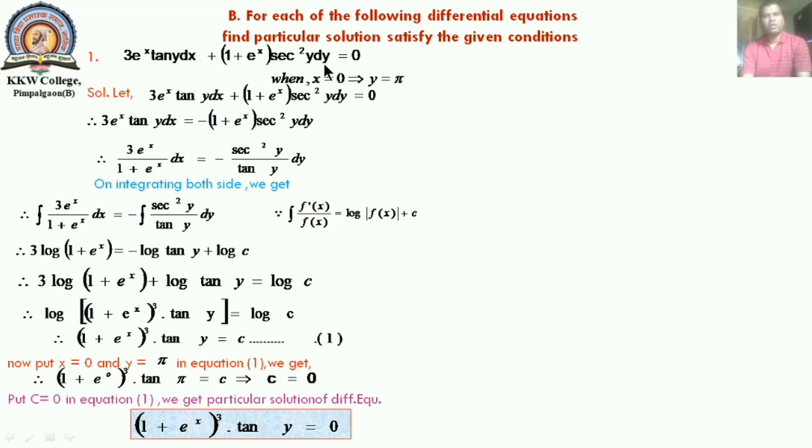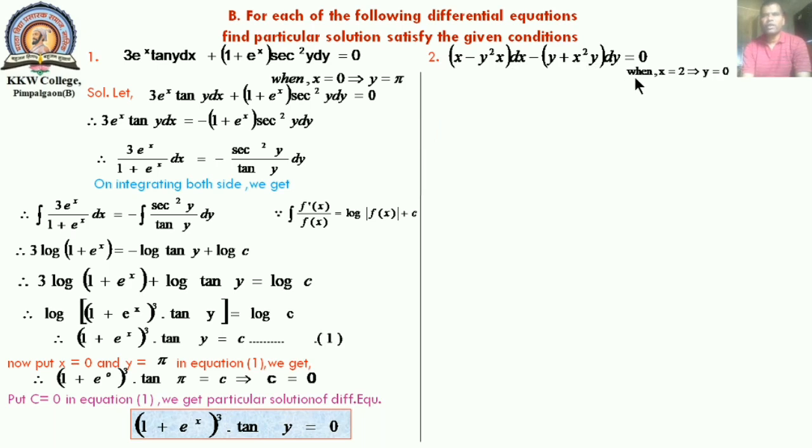We'll see one more example. (x minus y square x) dx minus (y plus x square y) dy is equal to 0, when x is equal to 2 and y is equal to 0.